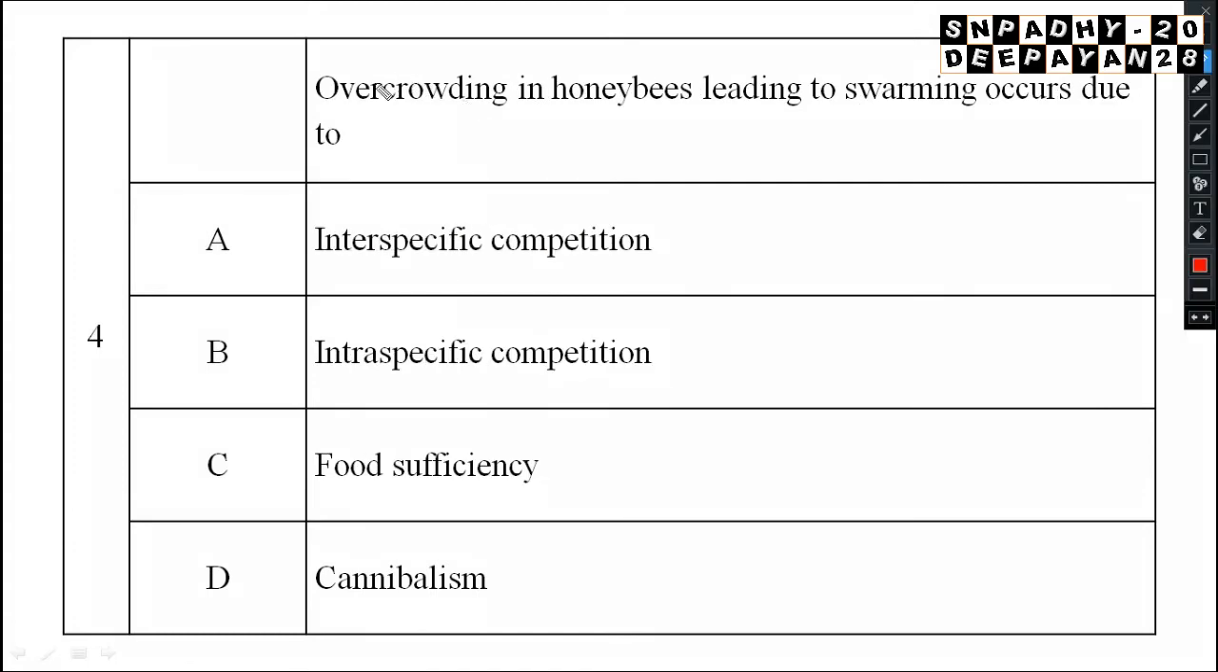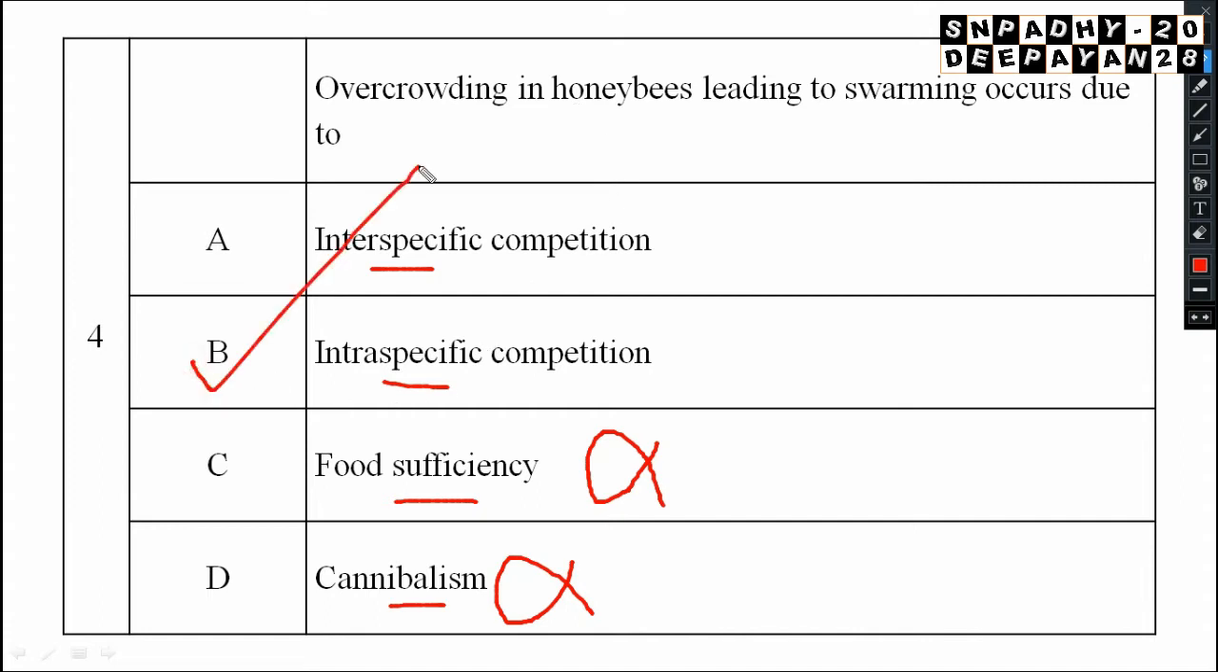Now, the next question is, overcrowding in honeybees leading to swarming occurs due to which factor? Whether interspecific, intraspecific, food sufficiency, or cannibalism. Cannibalism is not the answer. Yes or no? The previous question we have discussed, not even food sufficiency. Now coming to inter or intraspecific. You see, overcrowding in honeybees, only in honeybees, not with any other insect. Yes or no? So that will be your intraspecific competition.